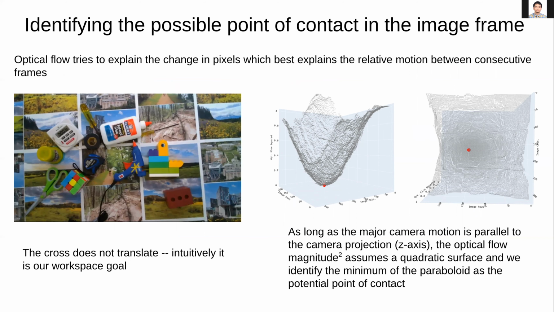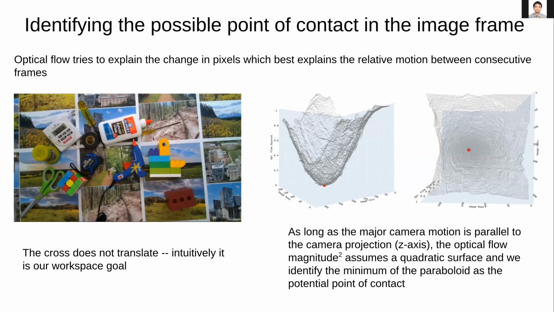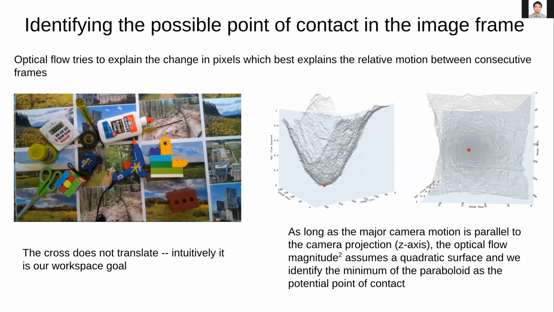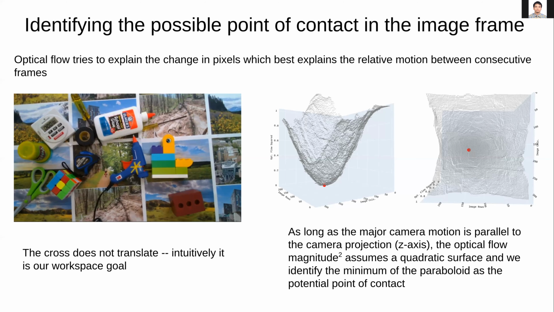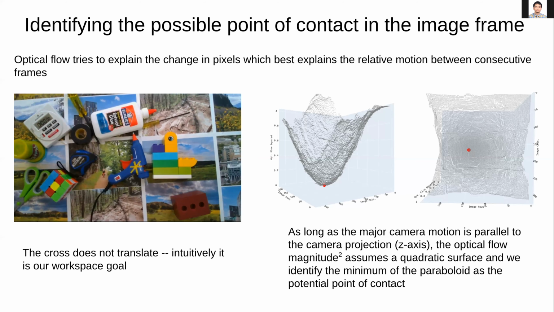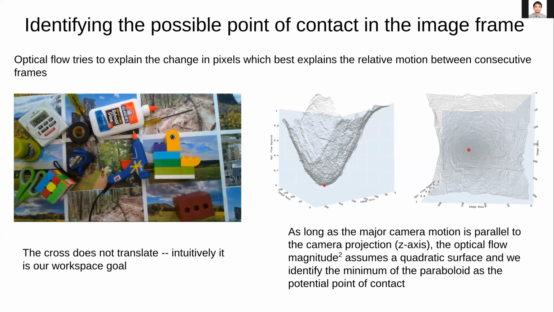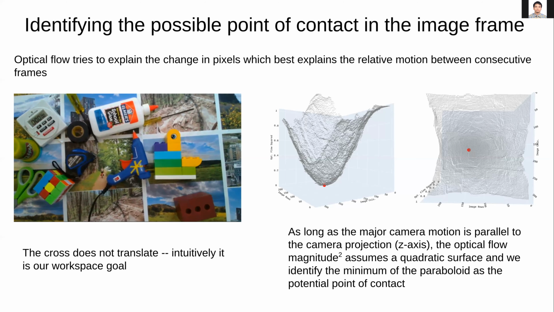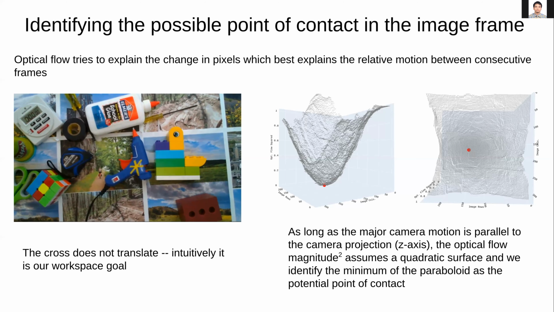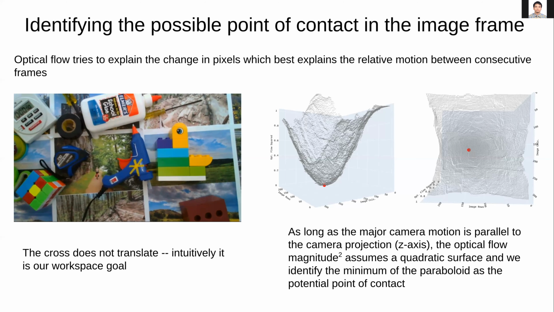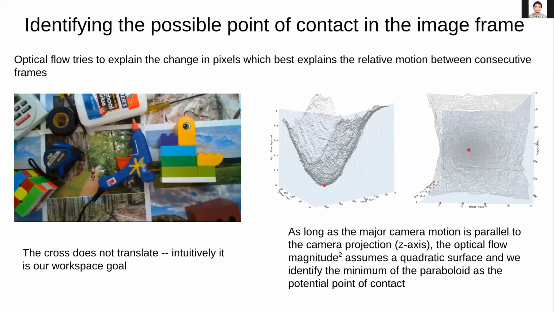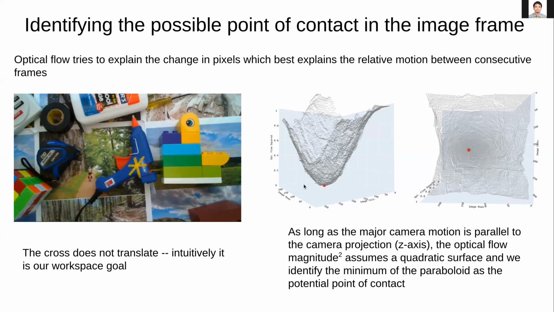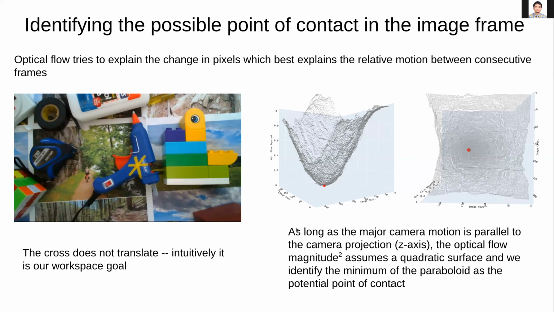The squared magnitude of the optic flow across subsequent frames assumes the shape of a paraboloid, and the minima annotated by red dots on the image to the right is the minimum of the optic flow surface. This point gives us an estimate of the potential point of contact in the image frame of the hand-mounted cameras. This is only valid as long as the major camera motion is parallel to the axis of projection of the camera between two frames.